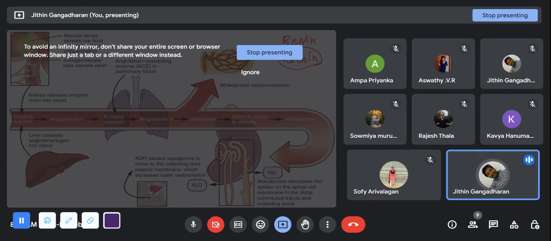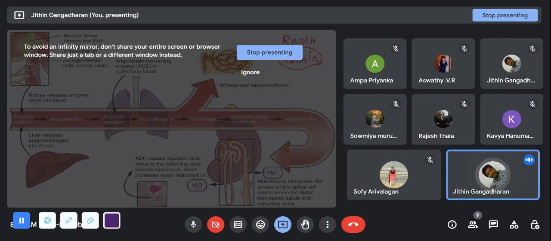So in the macula densa in the kidney, the macula densa senses low flow or low sodium concentration. In that condition, when the macula densa feels that the sodium concentration is less, what happens?